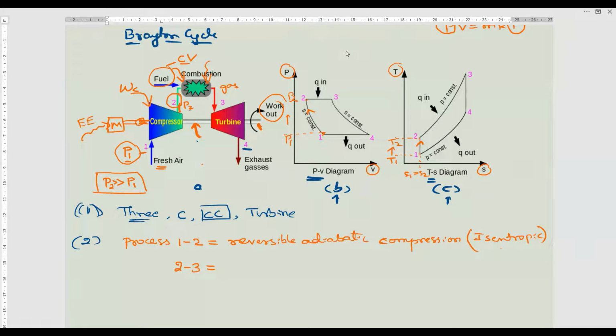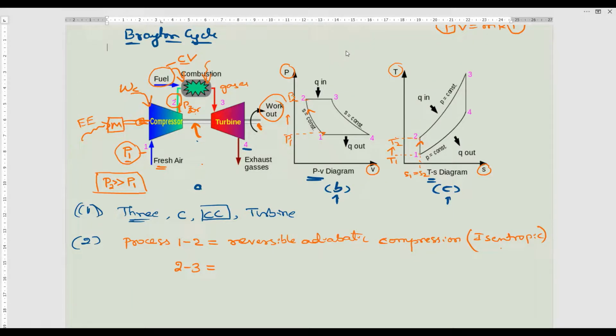Initially at point number 2, it is air. Now we are supplying fuel. When fuel and air mix together, you will get gases. That is, these gases are going to the turbine. That is again a gas turbine power plant. Why do you call it gases? Gases are going to the turbine.